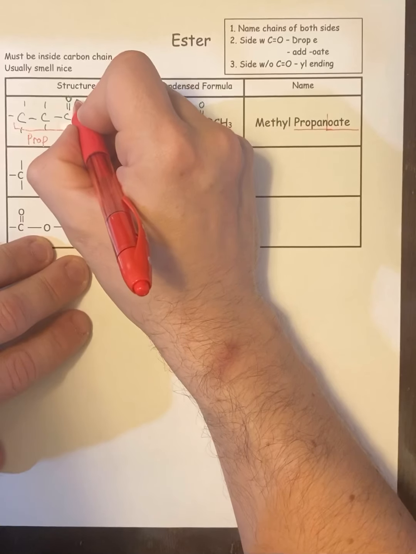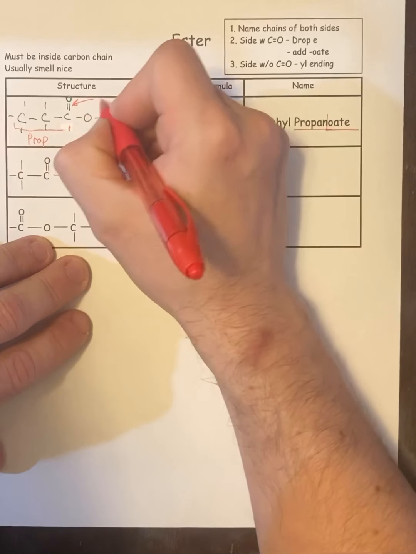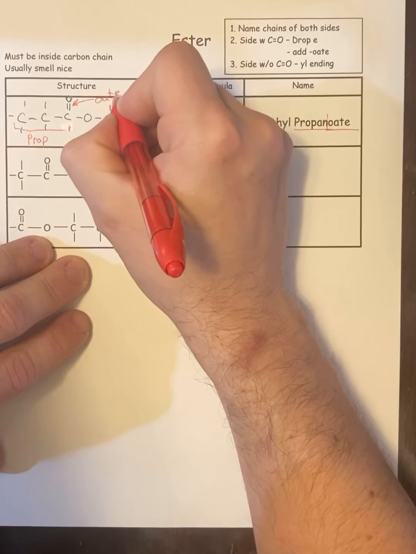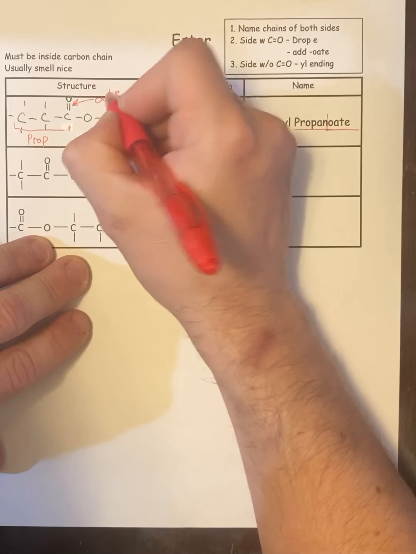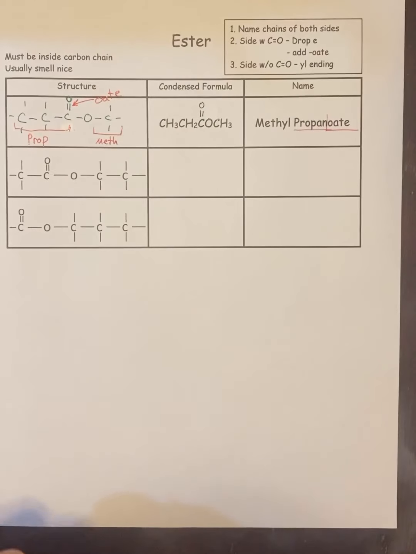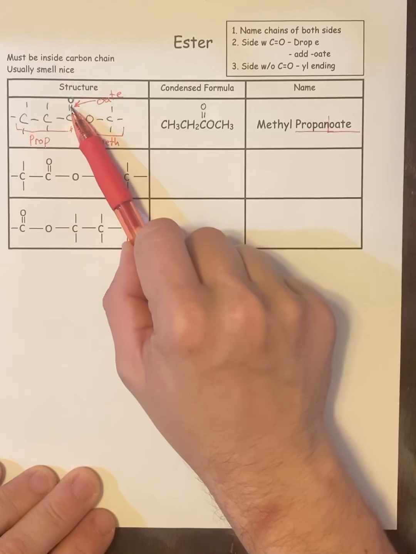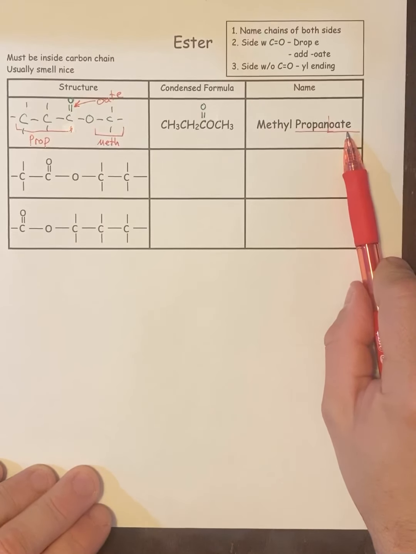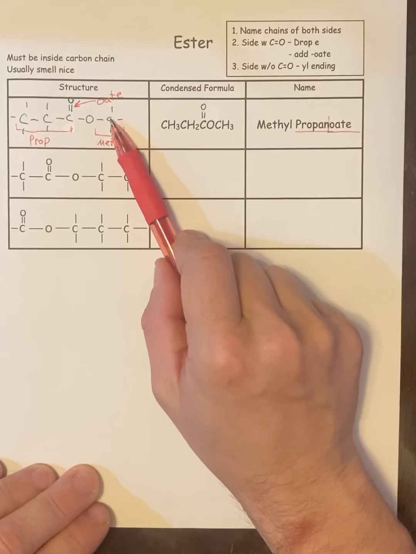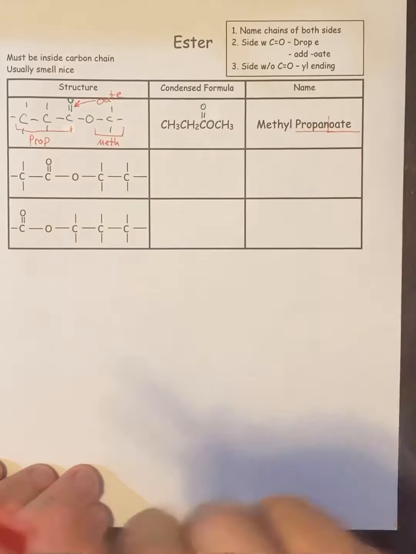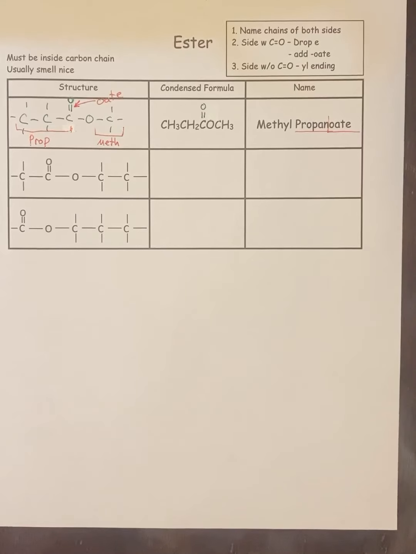And then having the double bonded O on that side gives it the oate ending, okay? So because the prop, the 3 in a row, has the double bonded O, it gets the oate. And then because the other side doesn't have the double bonded O, it just becomes the yl. That's what's a little bit harder about this.